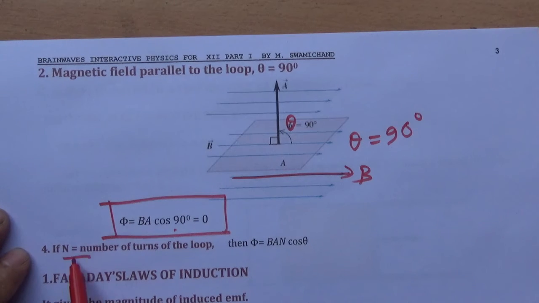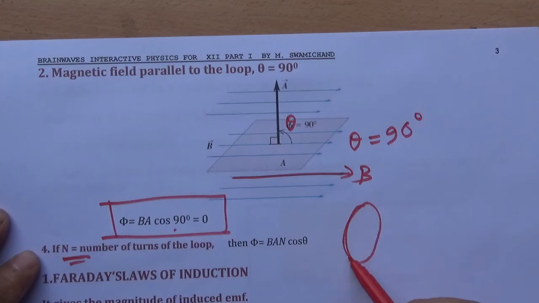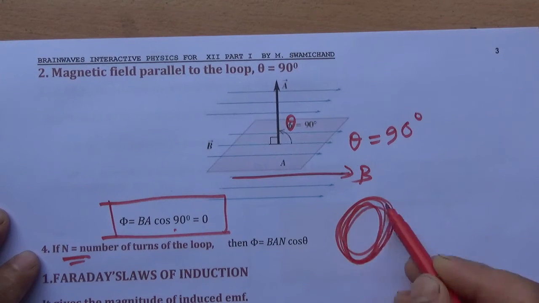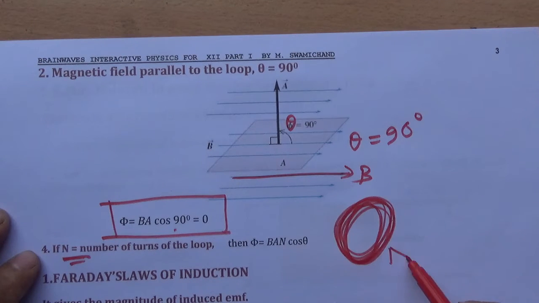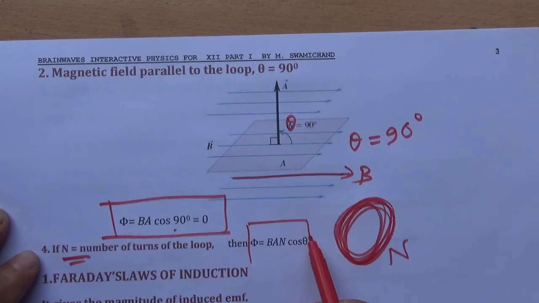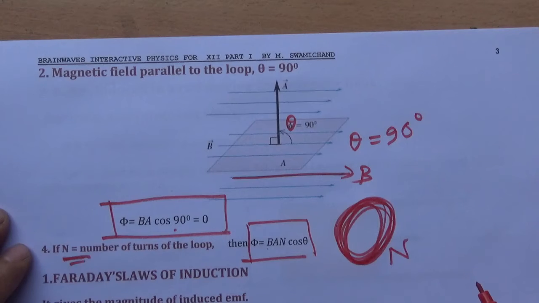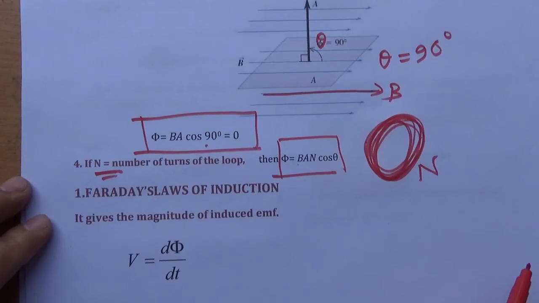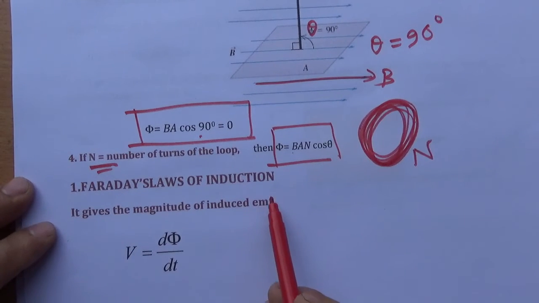Next, if N is the number of turns, if the loop consists of a large number of turns, then the flux is B A N cos theta. In the next class, we will study Faraday's law of induction.